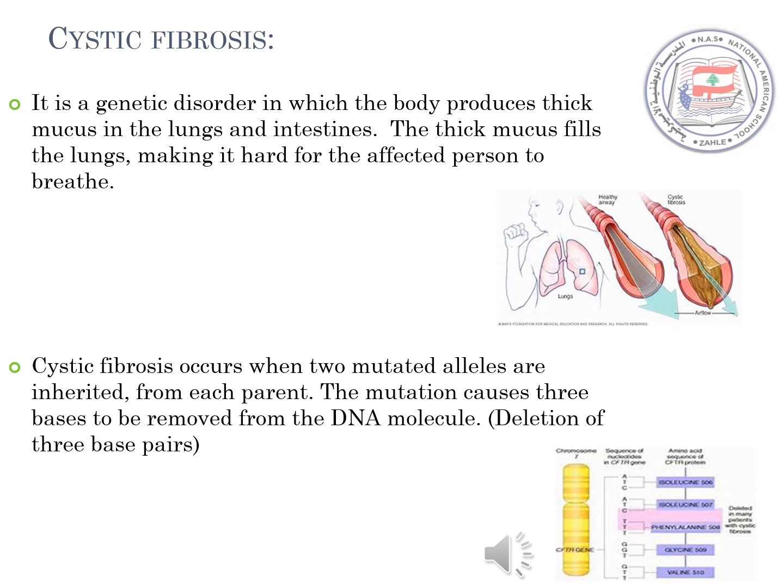Cystic fibrosis. Cystic fibrosis is a genetic disorder in which the body produces thick mucus in the lungs and the intestines. The thick mucus fills the lungs, making it hard for the affected person to breathe. Cystic fibrosis occurs when two mutated alleles are inherited, one from each parent. The mutation causes 3 bases to be removed from the DNA molecule, which is a deletion of 3 base pairs. As you can see here in the chromosome, the 3 base pairs highlighted in pink are deleted in a cystic fibrosis person.